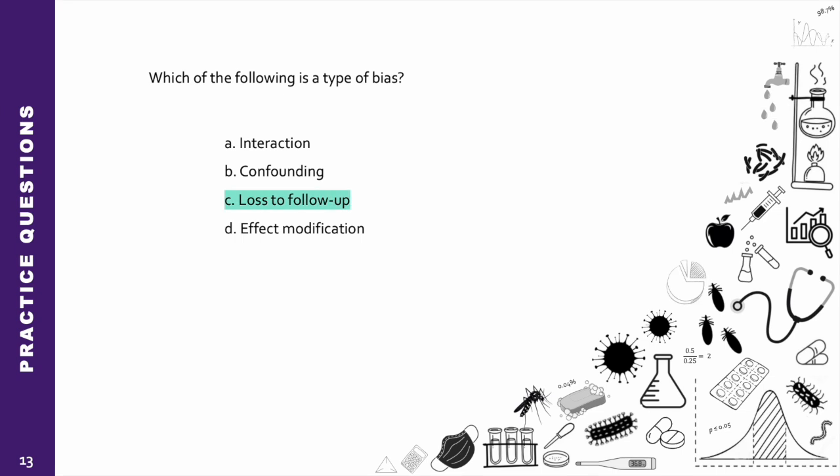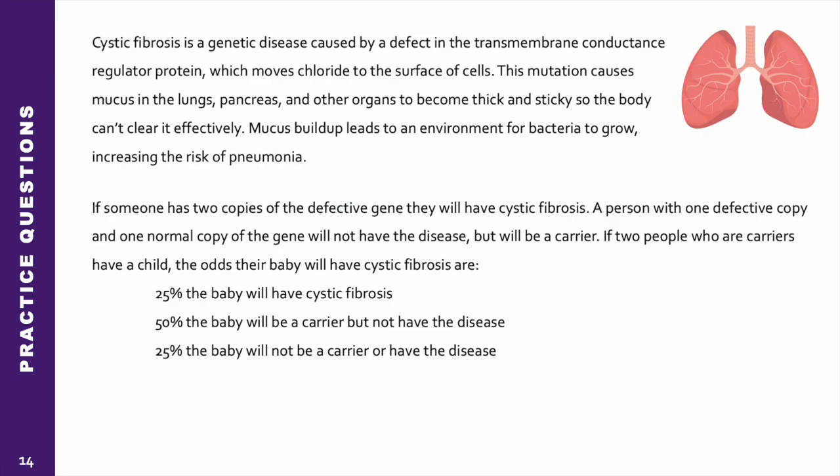Loss to follow-up bias, also known as attrition bias or dropout bias, occurs when there's a differential loss of participants during the course of a study, leading to a non-representative sample. This can distort the observed associations between the exposure and the outcome if the reasons for people dropping out are related to the outcome of interest. While some sources classify confounding as a type of bias, it's usually considered a separate entity, so loss to follow-up is the best answer.